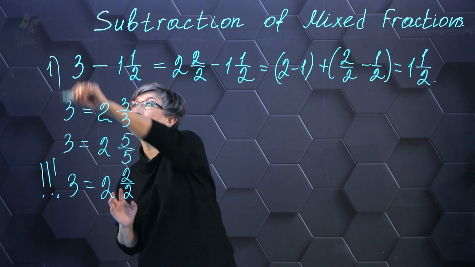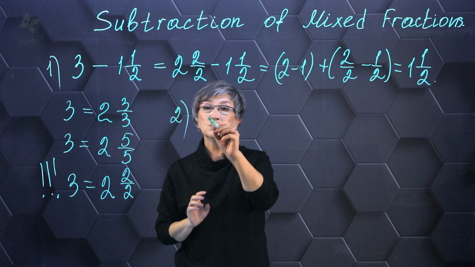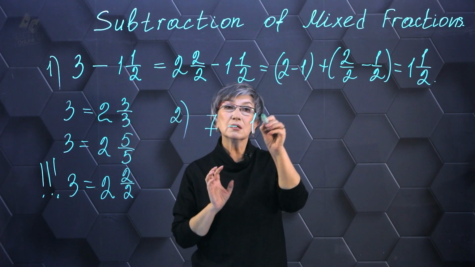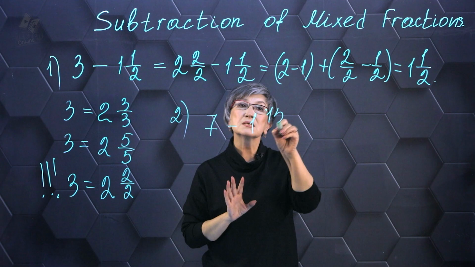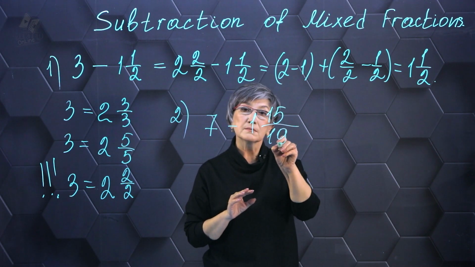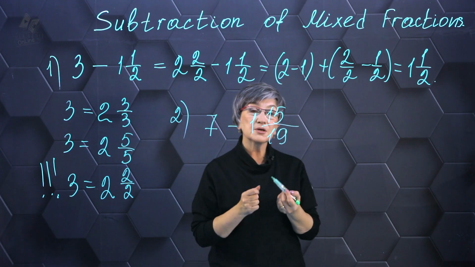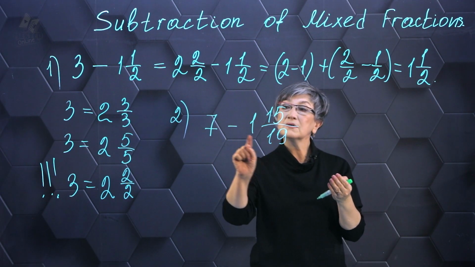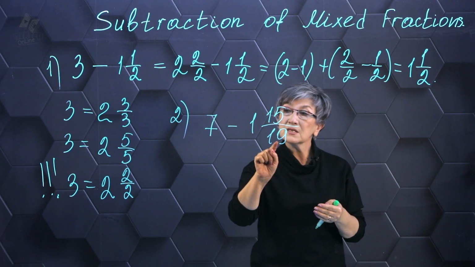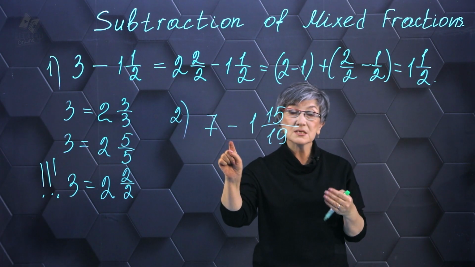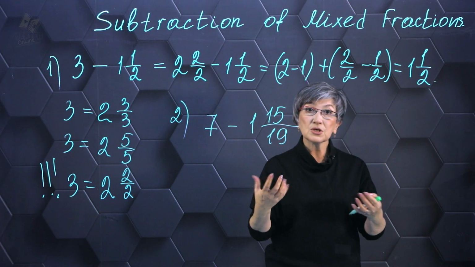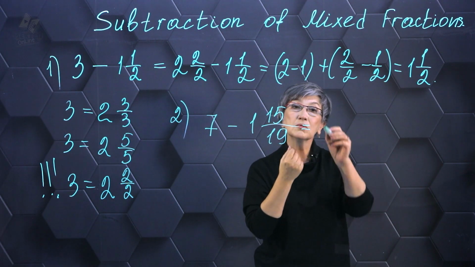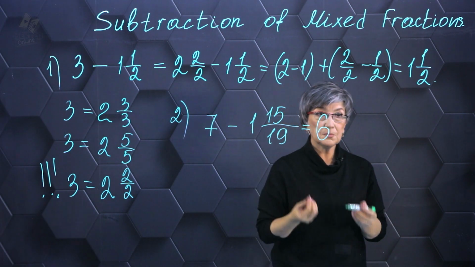Let's consider one more example. Let's say we need to subtract from 7 integers 1 integer and 15/19. How do we do that? Again, we pay attention to the fact that we have a minus sign, so we need the denominators to be the same. But here the denominator is 19 and there is no fractional part. So I'm going to write down the fractional part. And how do I write it down? I take away 1 whole from the 7. I get 6 whole ones.